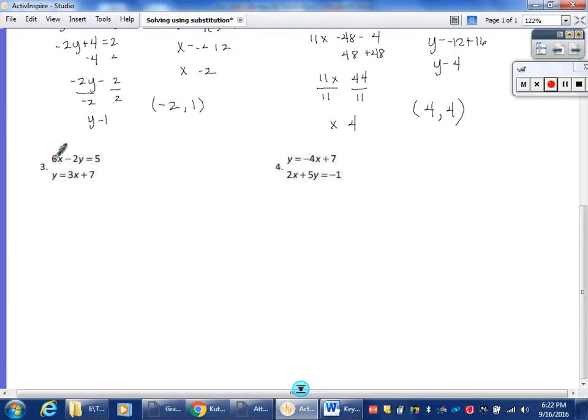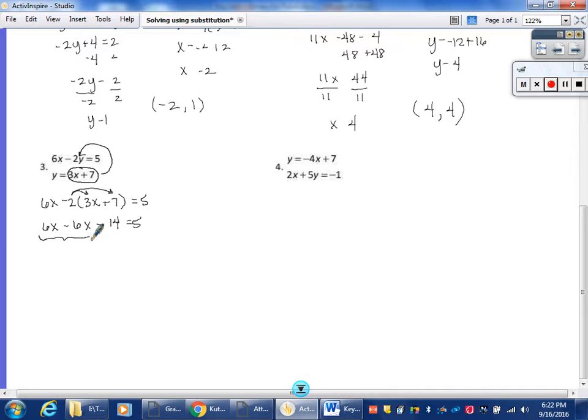Again, these are systems where one of the variables is already isolated. So here y is isolated. So what I do is I take that 3x plus 7, and I'm going to plug it in for y in this equation. So the new equation is 6x minus 2, and then the 3x plus 7 comes from right here. So times 3x plus 7, y'all, parentheses are so important. Parentheses are so important. And what I have now is an equation that only has one variable in it. So I'm going to solve for that variable, and I do that by distributing the negative 2. So this is 6x minus 6x minus 14 is equal to 5.